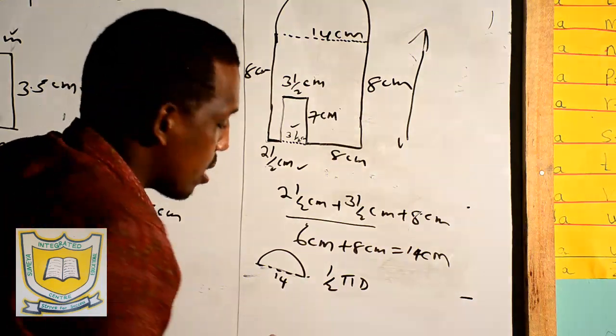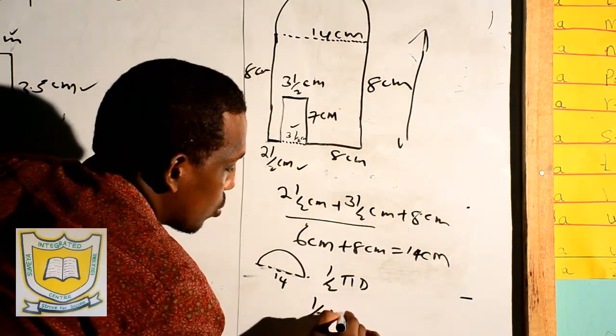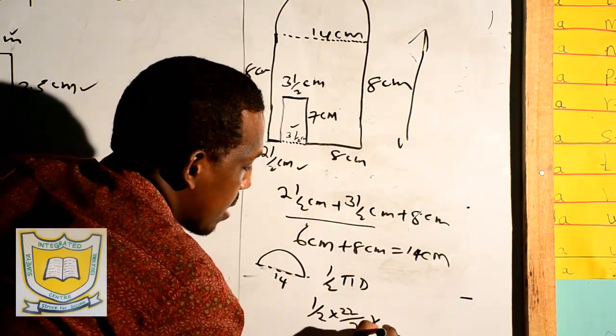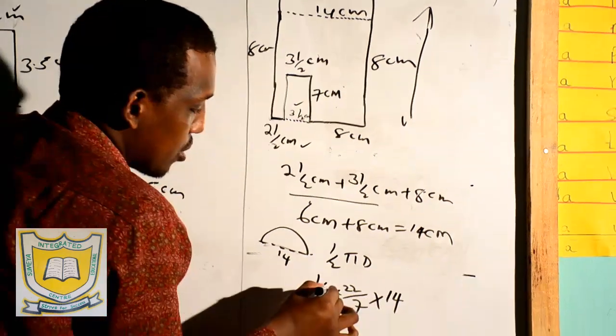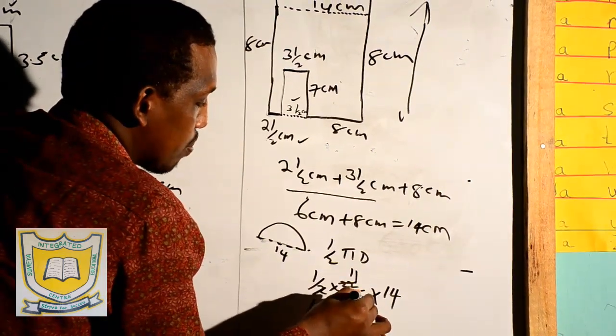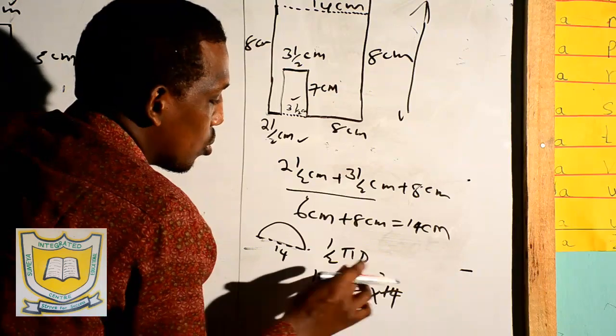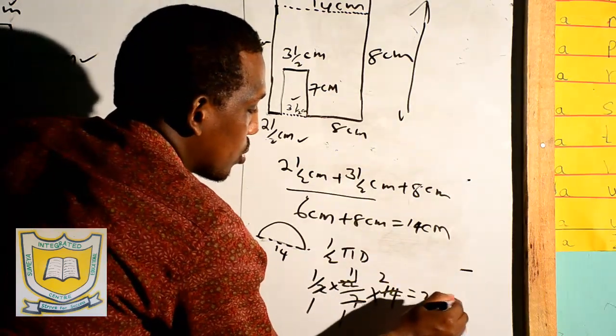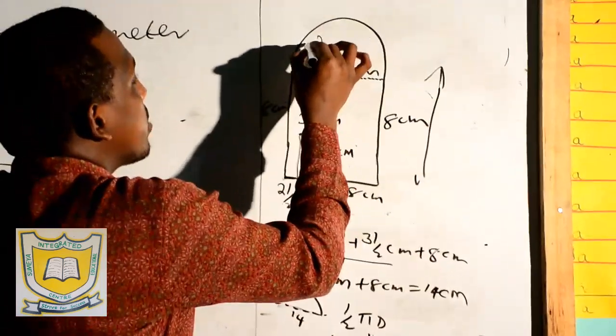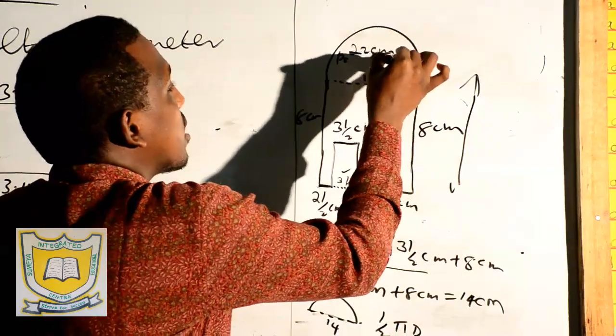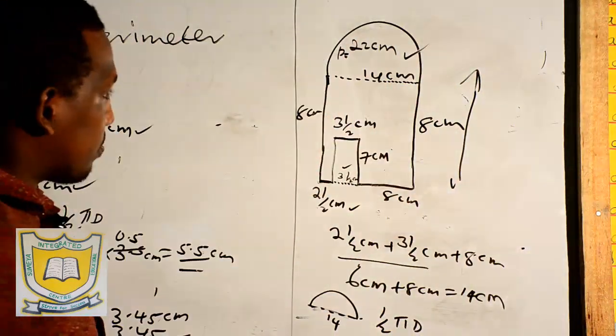It's a combined figure. So we say a half times 22 over 7 times 14 by 2, 1 by 2, 11 by 7, 1 by 7, 2. 11 times 2, 22 centimeter. So here is the perimeter, here is 22 centimeter. So we are through with the semicircle.